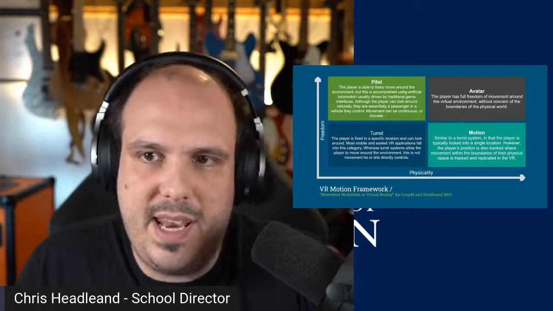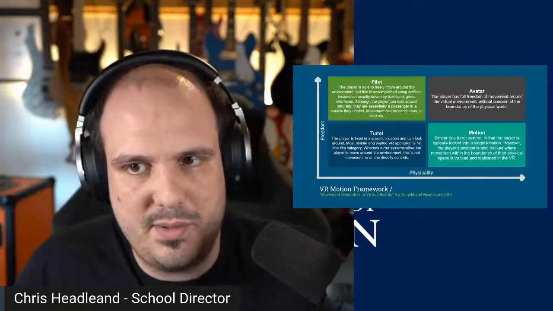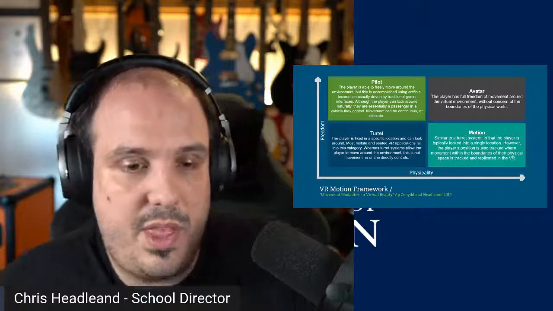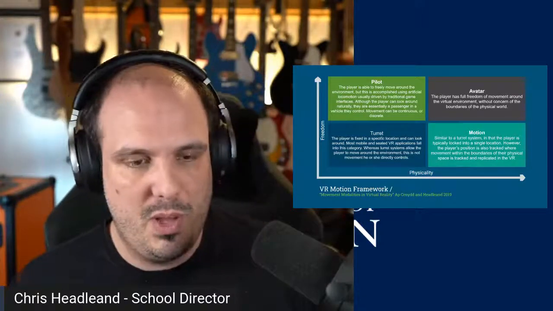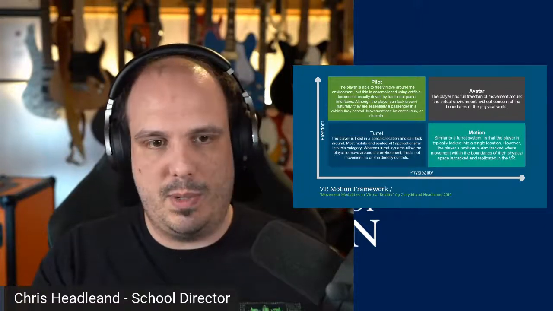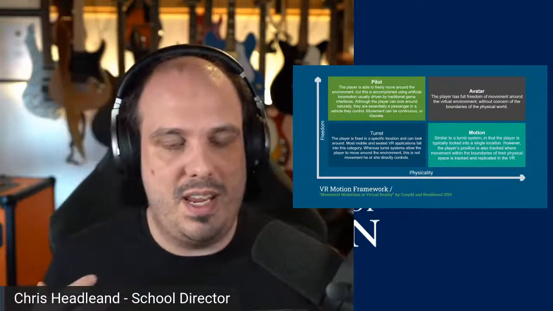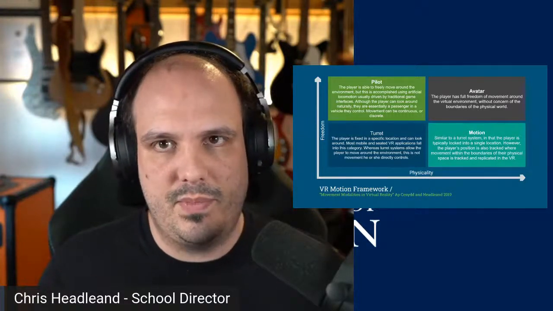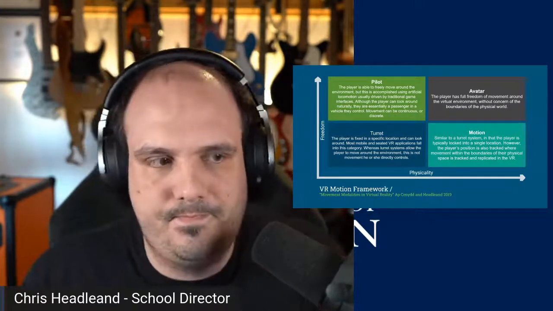And at the top end, we have an avatar system. In an avatar system, the player has full freedom of movement around the virtual environment without concerns as to the boundaries of the physical world. So in theory, again, for any Star Trek fans, think of this as a holodeck. We have a relatively small room, maybe. We're not concerned about the boundaries. We are doing things to allow people to move around the virtual space without regard to the limits of the physical space.